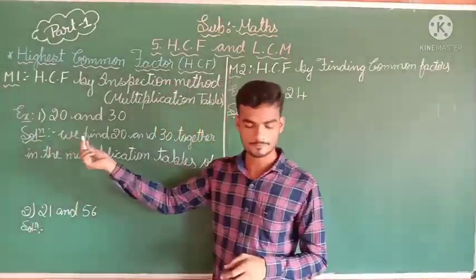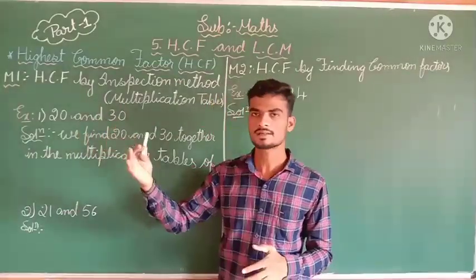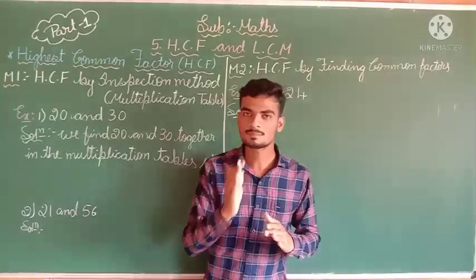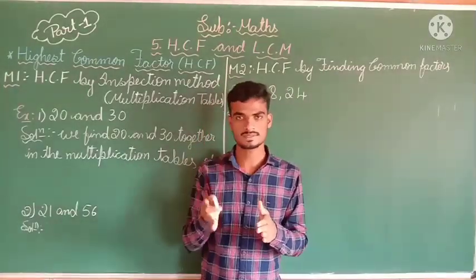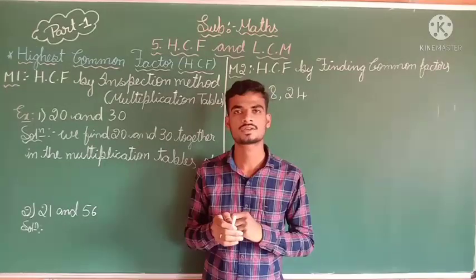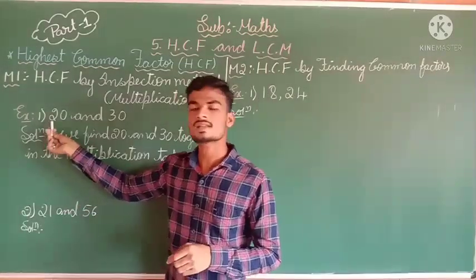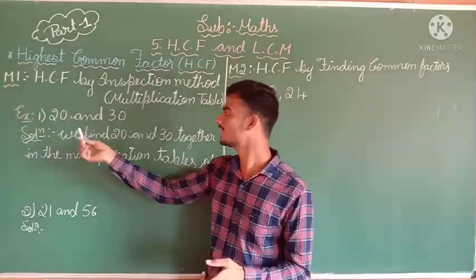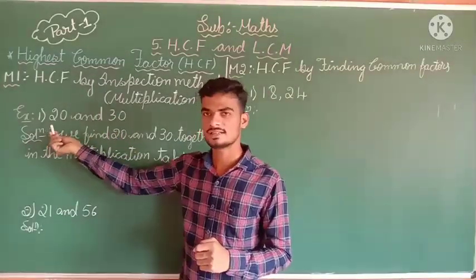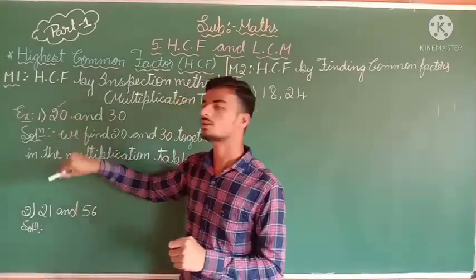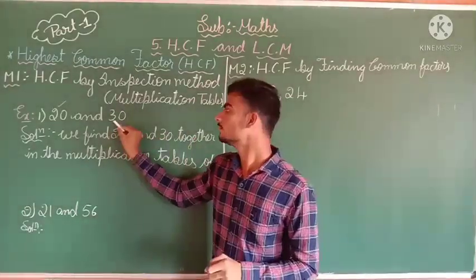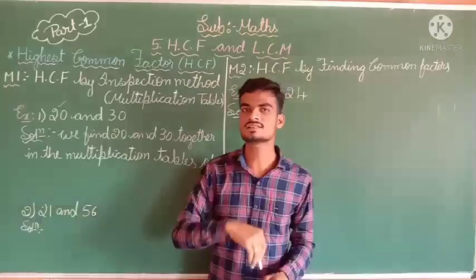Now here I have taken: find the HCF of 20 and 30 by inspection. Means 20 and 30 should arise in the same table. If you are writing the two table, both numbers should arise in the two table. Now check whether 20 arises in the two table. Yes, 20 arises in the two table. 2 tens are 20. Then this is completed. Now 30 also must arise in the two table. Then 2 times how much is 30? 2 15s are 30.